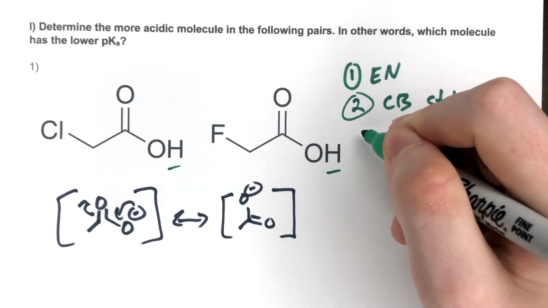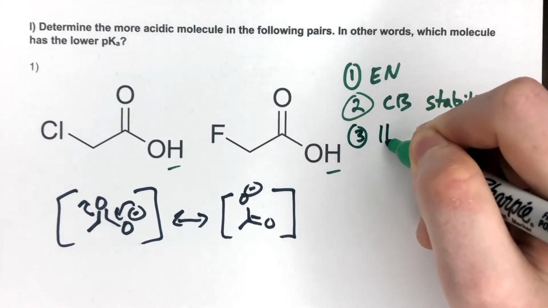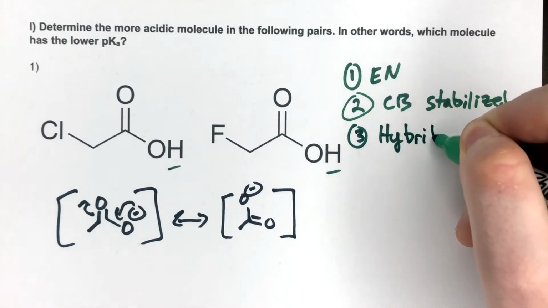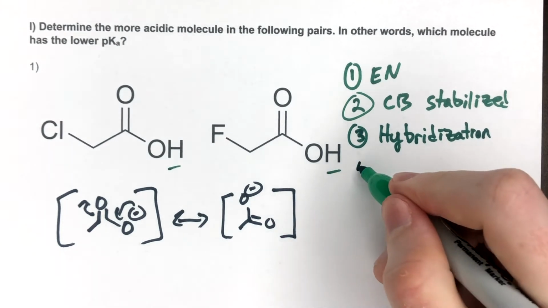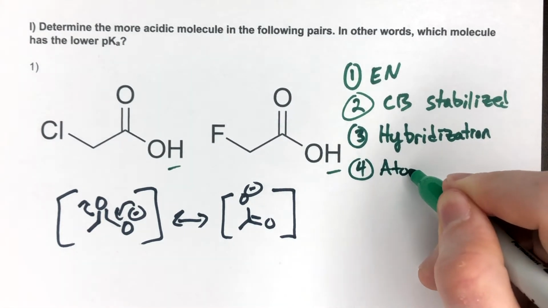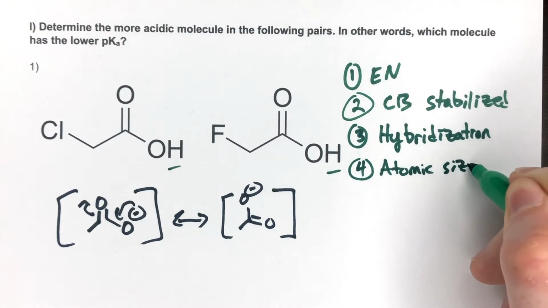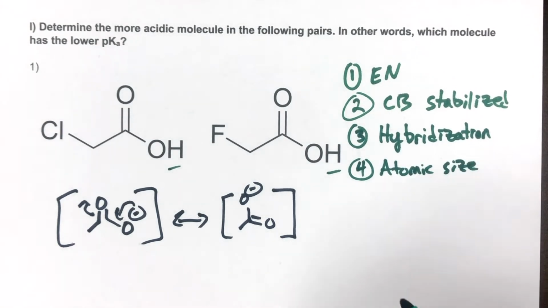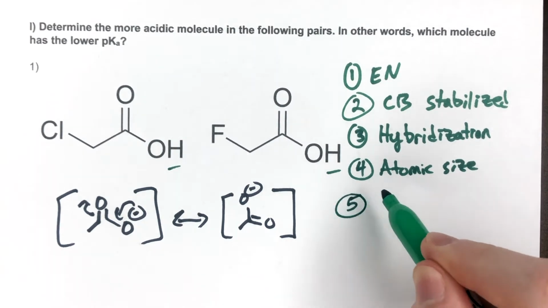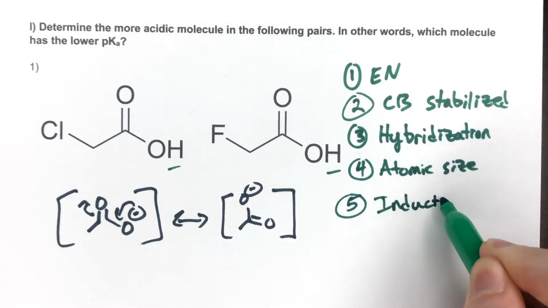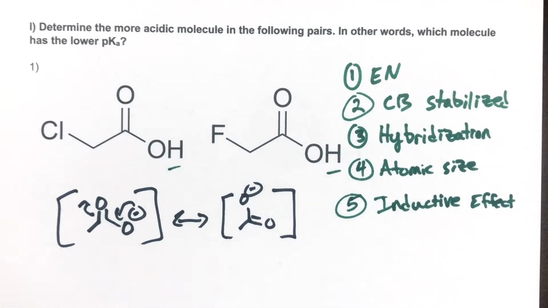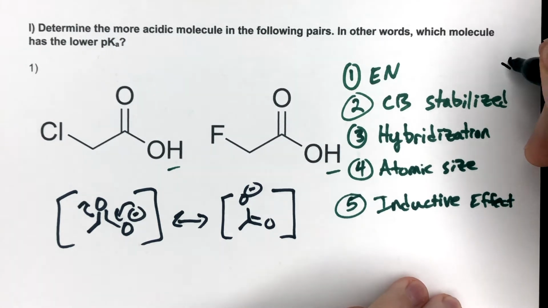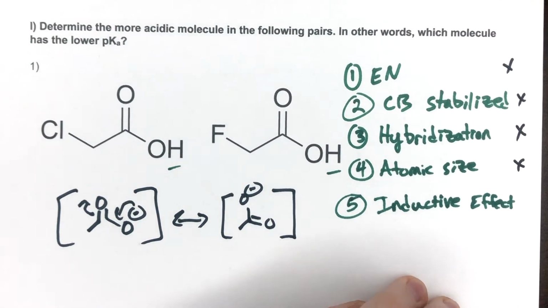And then a third thing to consider would be hybridization. There's no difference there, right? So that can't be the reason. And then fourth is atomic size, again, of the atom bound directly to the proton. They're both oxygen, so there's no difference there. So the difference must lie in the inductive effect. So none of these are the factors in this case because they're the same as you go through it systematically.